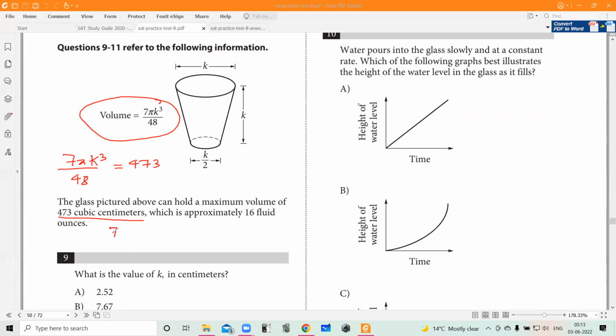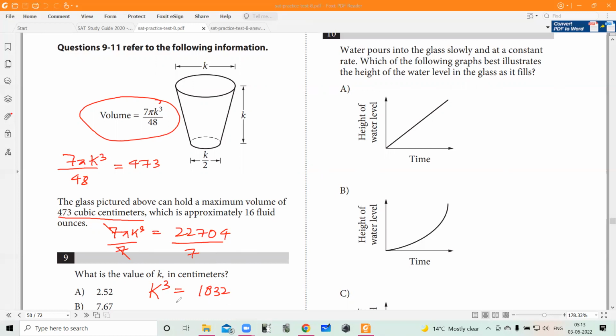473 times 48 is 22,704. And then divided by 7. Okay. Is 3,243.4. And then, yeah, divided by 3.14. Correct, yes. Is 1,032, which is equal to K cubed.